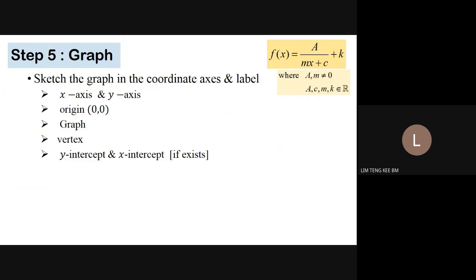Then at last, make use of the information from step 1 until step 4. We go for our graph sketching, and make sure you label the xy axis, origin, and the graph. In this case, it does not refer to the vertex. It will refer to the important line, the special line here, which happens to be the asymptotes, the horizontal and vertical asymptotes. Then followed by the xy intercept. Therefore, this is what we have in general on the graph sketching for reciprocal functions.